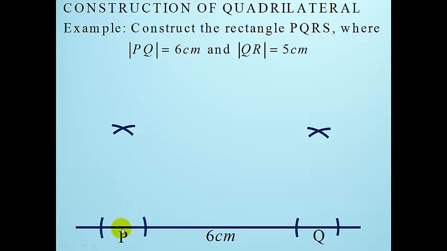So we have the distance from P to Q to be 6 centimeters. Now the distance from Q to R is 5 centimeters. Now this is a rectangle PQRS. So we have PQRS. That means that we have our R here. Now we know that the distance from Q to R is 5 centimeters.